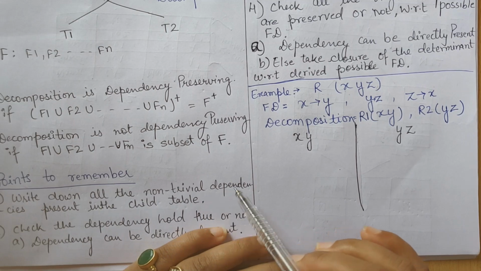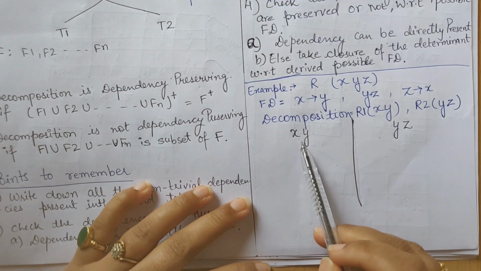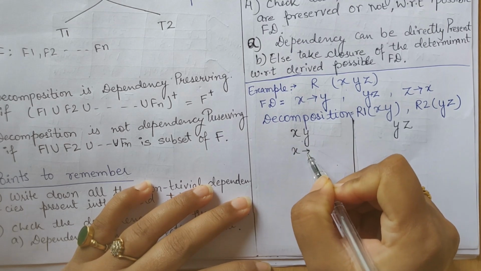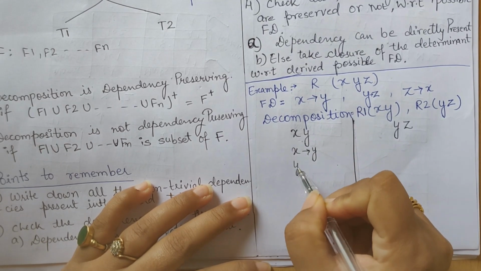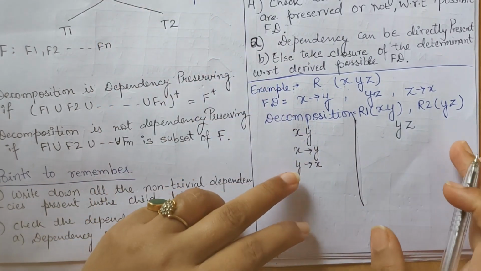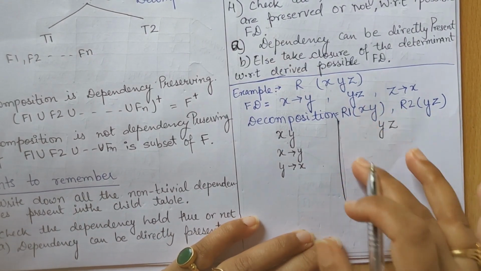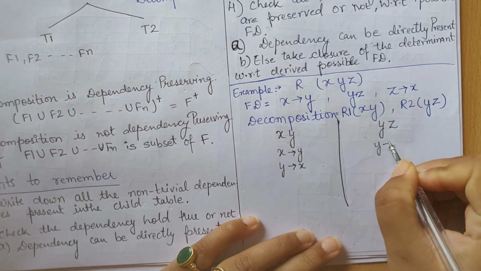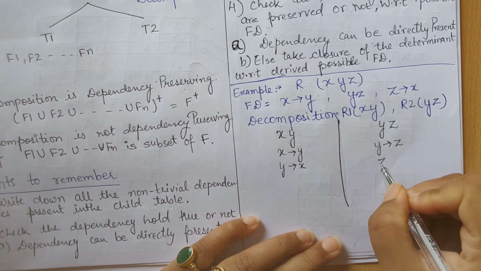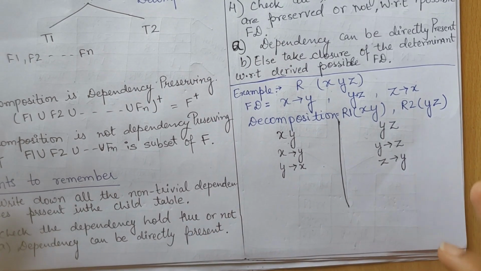So write down all the non-trivial dependencies present in the child tables. So here I will write the non-trivial dependencies for this table and this table, separately. So here X determines Y and Y determines X, only with respect to this table I am working on right now, only with respect to the child table. Similarly, for the functional dependencies which can be present here, the non-trivial ones will be Y determines Z and Z determines Y. Only this is the possibility. Okay, so we have done this.